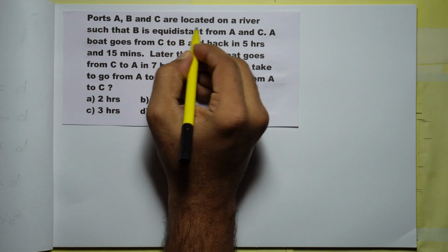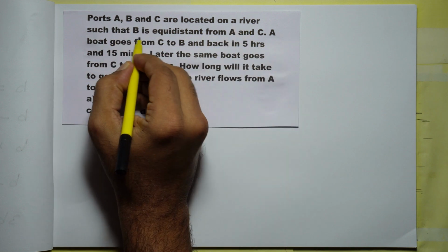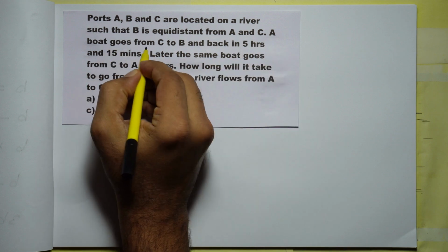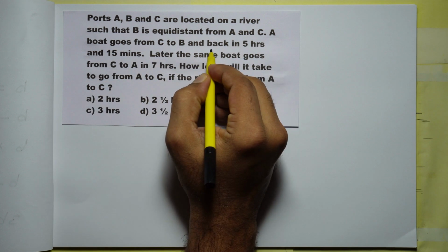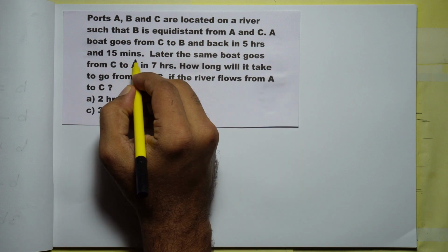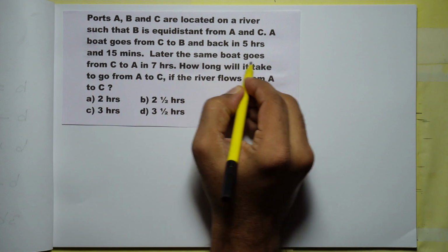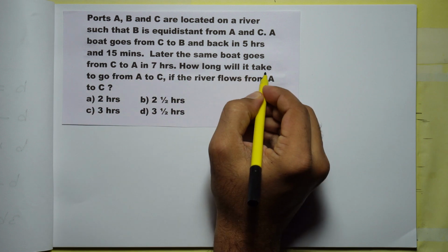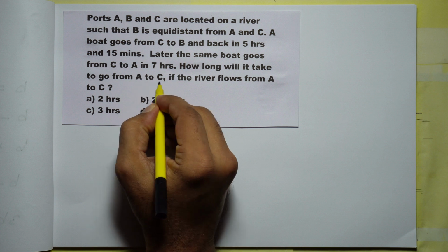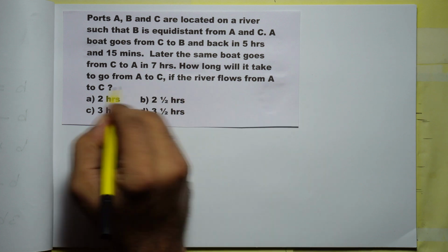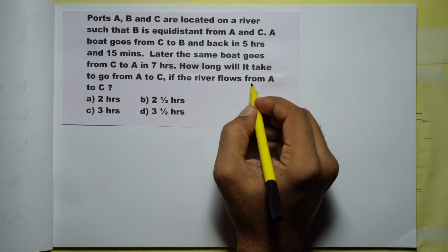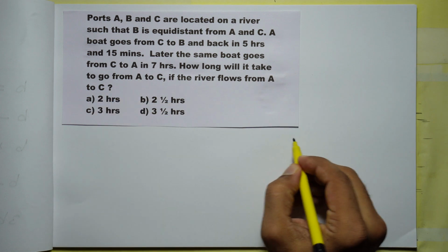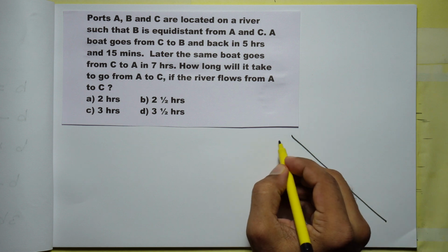Ports A, B and C are located on a river such that B is equidistant from A and C. A boat goes from C to B and back in 5 hours 15 minutes. Later the same boat goes from C to A in 7 hours. How long will it take to go from A to C if the river flows from A to C? So here it is mentioned the river flows from A to C. So I can draw the river like this.